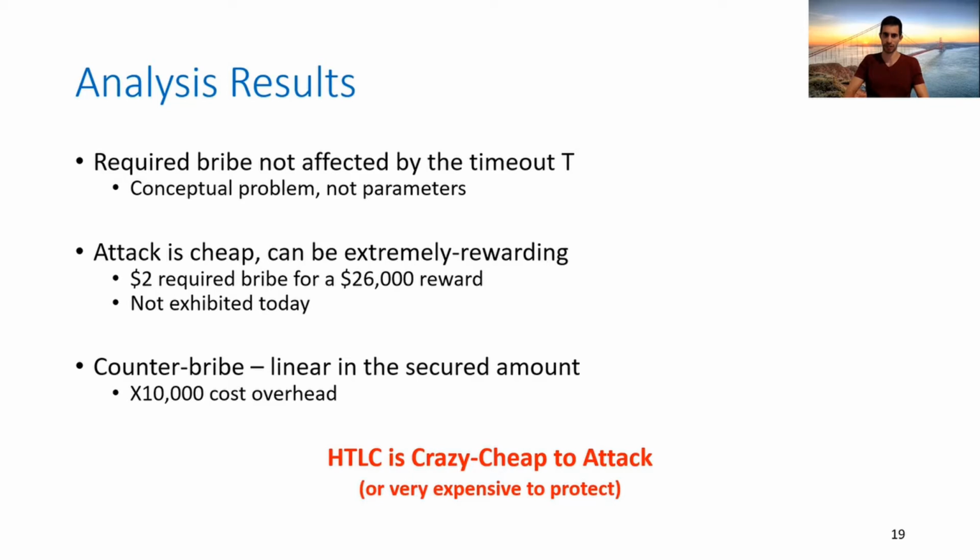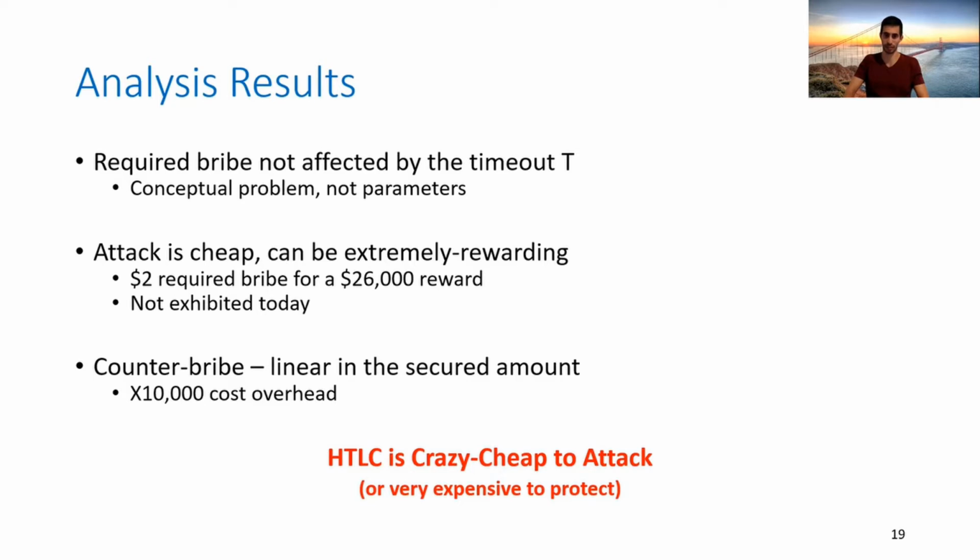Our analysis shows there is an asymmetry here, and that Ant-Man can win this bidding war with a fee linear in the secured amount, about 1% for realistic parameters. This is very expensive. Going back to the previous example, Ant-Man would have needed a $260 fee, which is 10,000 times more than what you originally offered. So counter-bribes are not practical. We need a systematic solution to this problem.